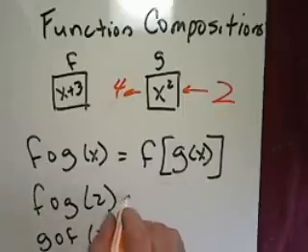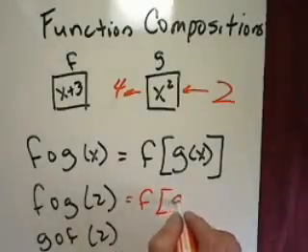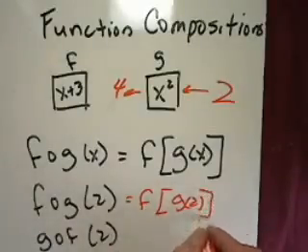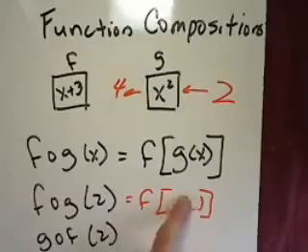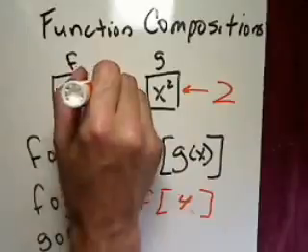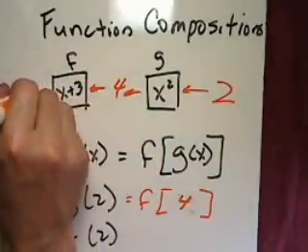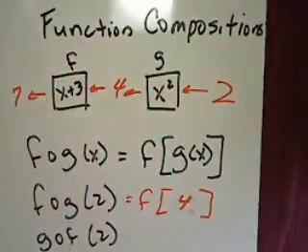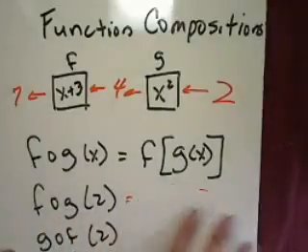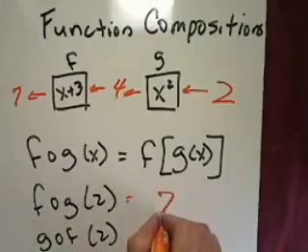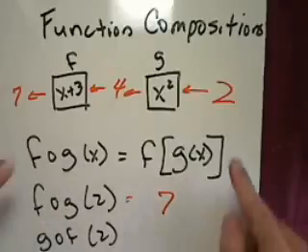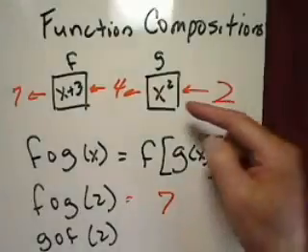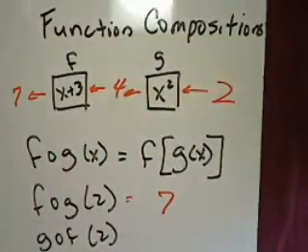Here's what I did: f of g of 2, but g of 2 is 4. So what is f of 4? I'm taking my number, plugging in there, and getting 7. So f∘g of 2 is simply 7. Notice I didn't put the numbers in separately and add them together. I just ran a number right through my functions one after the other.